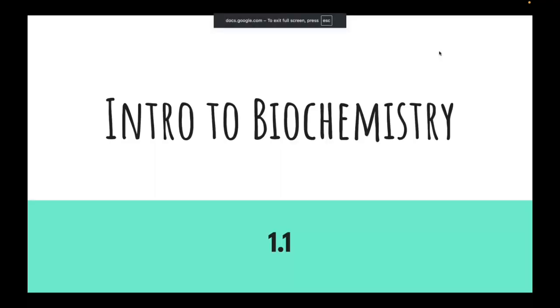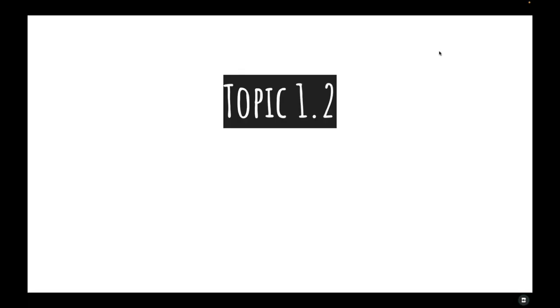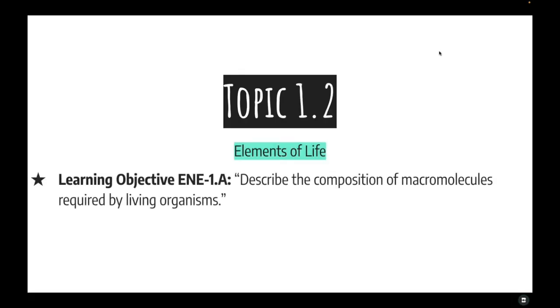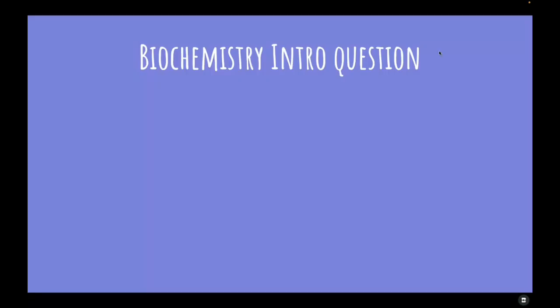All right, hi everybody. Let's get into Unit 1, Chemistry of Life unit. And today we're going to start with 1.1, Intro to Biochemistry. We're going to talk about elements of life. By the end of the video today, you're going to be able to describe the composition of macromolecules required by living organisms and explain why certain elements are absolutely essential for life.